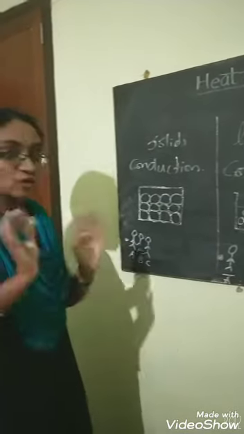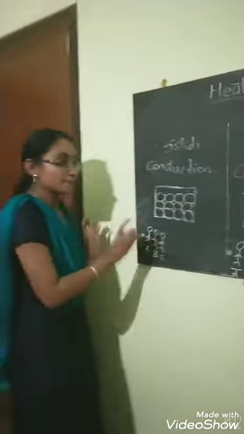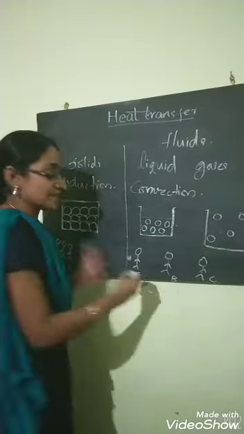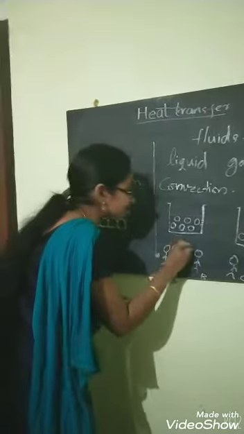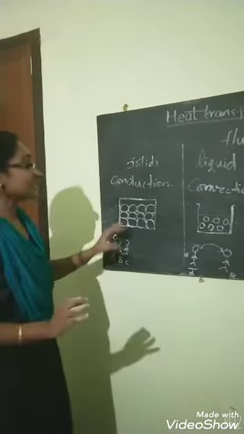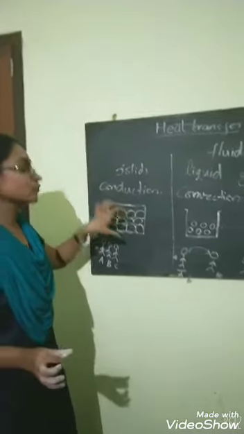Here this person is not getting a position change. But in this case, A is traveling to B. That is, he has a position change. This is the same thing that happens in conduction for solids.